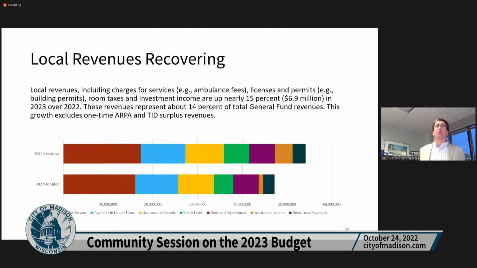We are seeing within that local revenue category some solid recovery from the economic effects of the pandemic. These include charges for services, ambulance fees, for example, building permits, as I said earlier, room taxes, which were reduced by about 70% in 2020 due to the pandemic, and those are recovering strongly and are expected to return to pre-pandemic levels in 2023. But overall, these amounts are up about $7 million or 15% in 2023. And these do exclude one-time revenues received both in 2022 and in 2023.